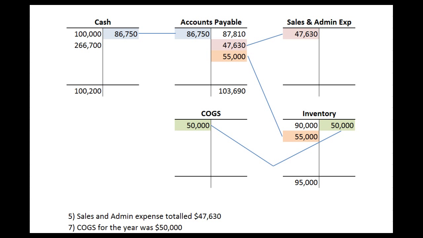So we do all of that. We deal with the COGS account, sales and admin, accounts payable, and the inventory account, and what we end up with is $86,750, which is what we have down here.